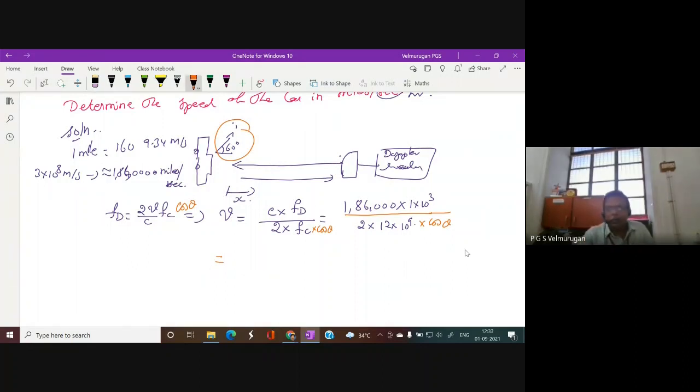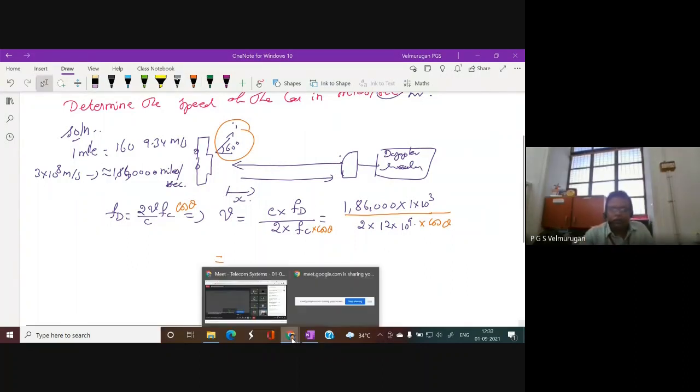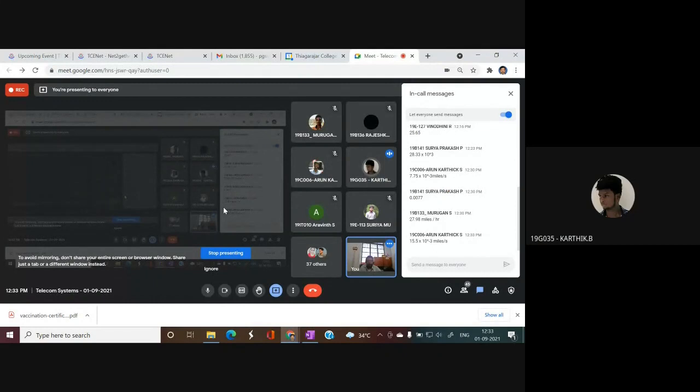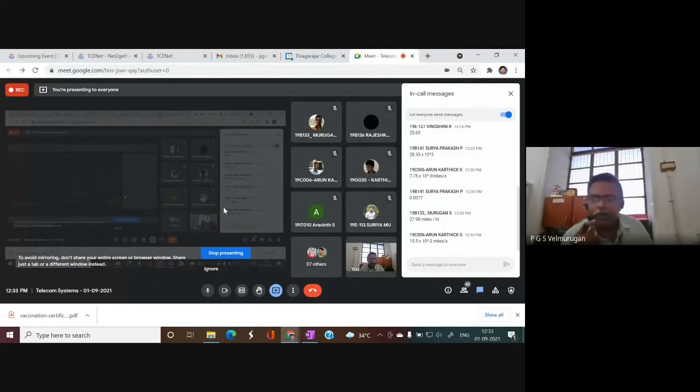ஆன்சர் very simple. ஒரு 1/2 மட்டும் தான் வருது. எவ்வளோ வருது? 15.5 into 10⁻³ miles per second. ஓகே, miles per hour கன்வெர்ட் பண்ணீங்கன்னா கரெக்ட். ஸோ த ஆன்சர் given by முருகன் இஸ் கரெக்ட். 55.94 miles per hour. ஓகே, அதை ஹவரை கன்வெர்ட் பண்ணிடுங்க.